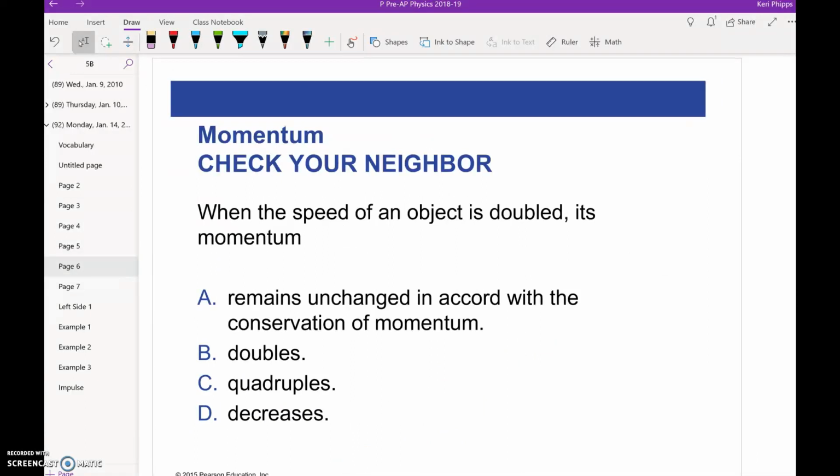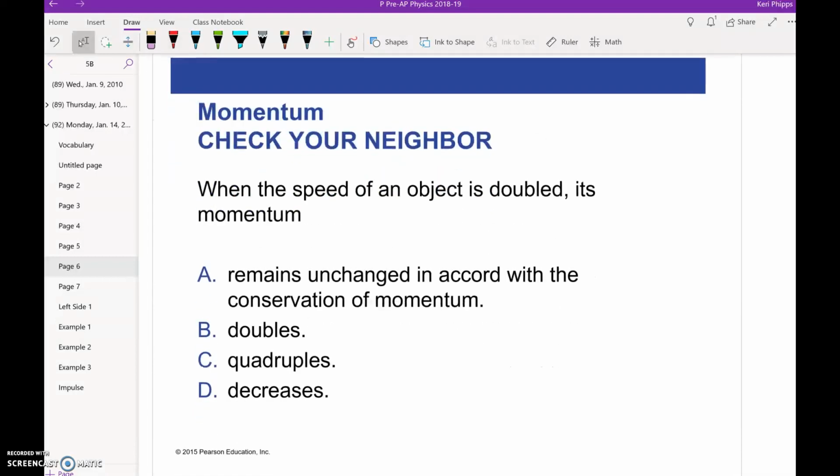This one. Okay, here's a big deal. I want you to pay attention to this. This should get written down. When the speed of an object is doubled, what happens to its momentum? Now, if you think back, we did something like this when we talked about kinetic energy. If you double the velocity, what happens to kinetic energy? Well, same idea here. It's actually a little bit simpler.